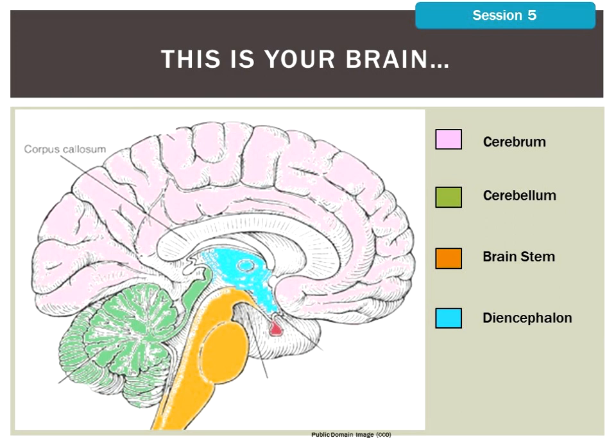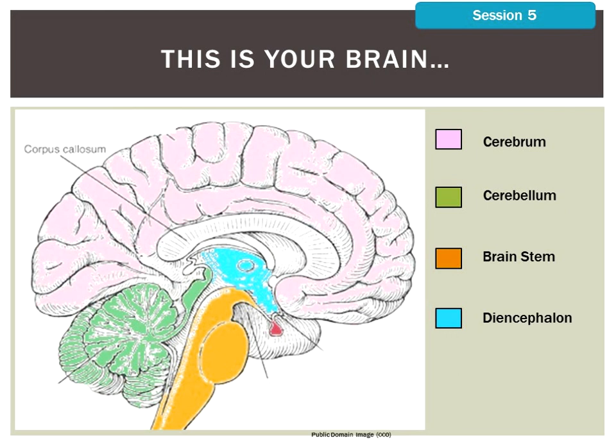So you can see that I have color-coded the diagram here so that you can easily tell what is what. The cerebrum is the large hemispheres, and that is colored in pink. The cerebellum is the smaller brain at the back of your head, and that is colored in green. The brain stem is colored in yellow, and that's what connects the brain to your spinal cord. And then you have the diencephalon, which is the inner part of the brain, and that's colored in blue.